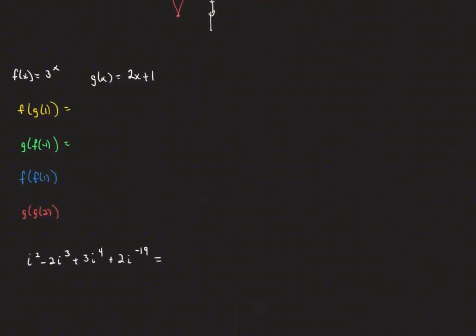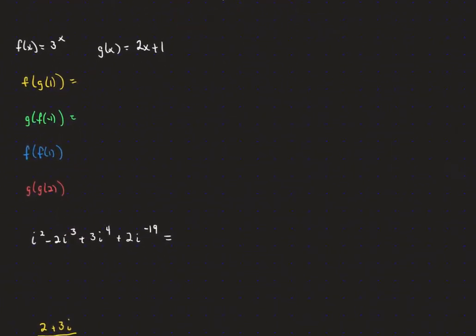Okay, now we have f, the white function, is the exponential 3 to the x, and g is the linear 2x plus 1. So f of g of 1 means we're going to take f of g of 1. Let's see, g of 1 is going to be 2 times 1 plus 1. That looks like 3.